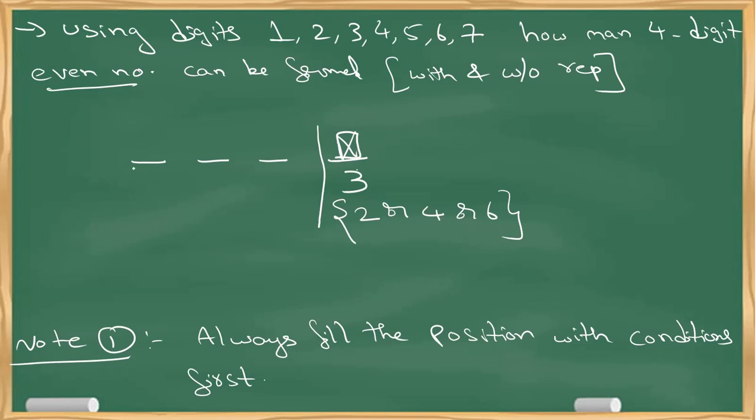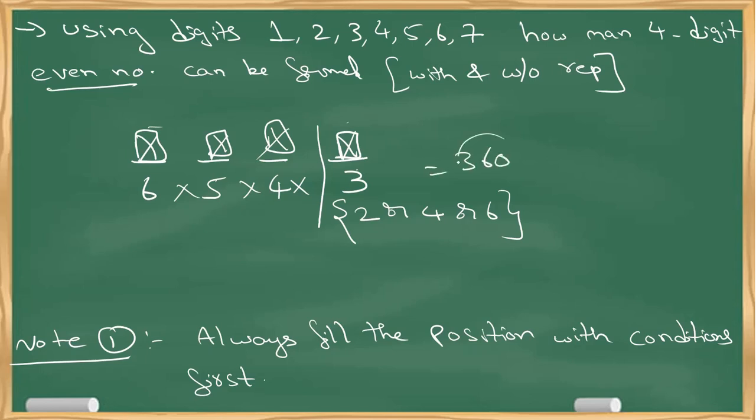Now, you can come here. How many are remaining? 6 are remaining. Now 2 digits are gone. How many remaining? No condition here. So 5 and finally 4. So the answer is 6 into 5 into 4 into 3. So 30, 120, 360. So there are 360 possible ways of representing a 4-digit even number using 1 to 7 without repetition.